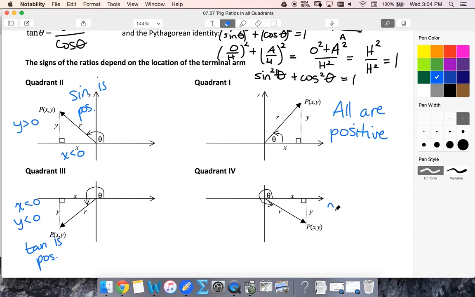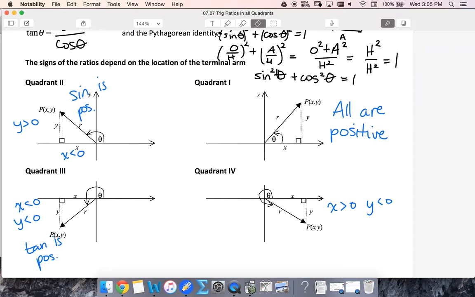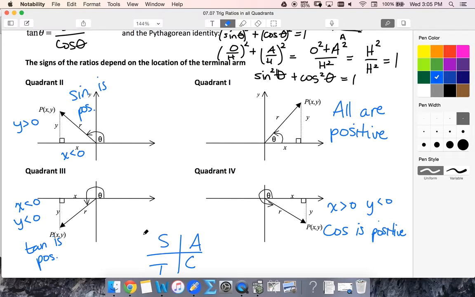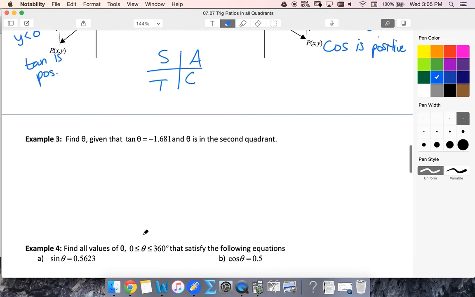Quadrant 4, I have that x is positive, y is negative. That tells me that my sine value is going to be negative. Cosine is positive, and negative divided by positive is negative, so only cosine is positive. And I abbreviate this or remember this by thinking of CAST. So cosine is positive, all are positive, sine is positive, tangent is positive. Let's go apply that to some problems.